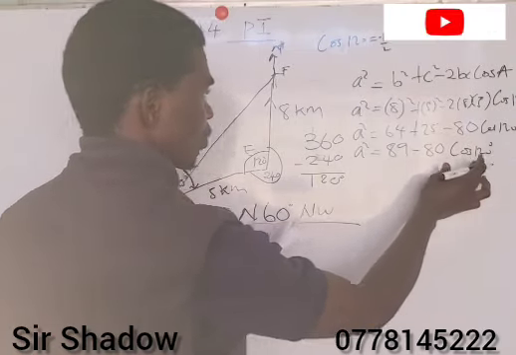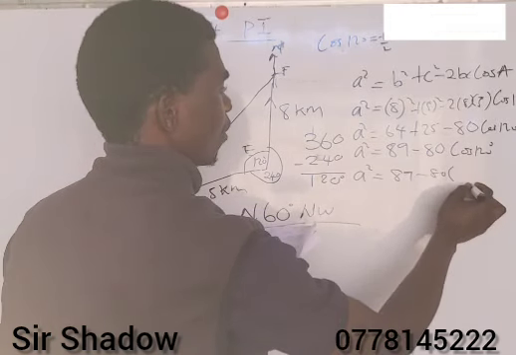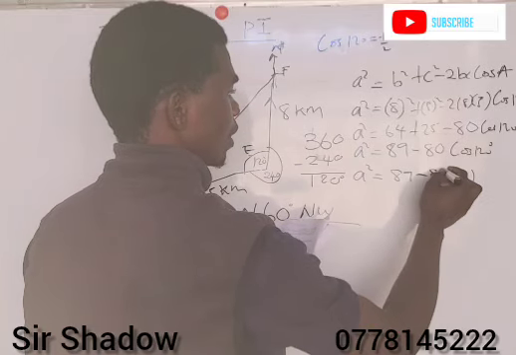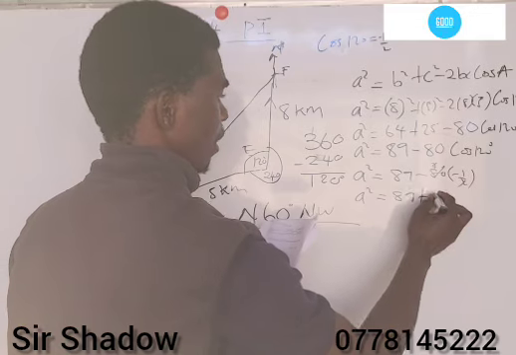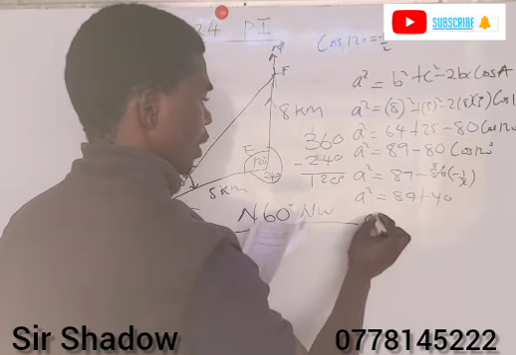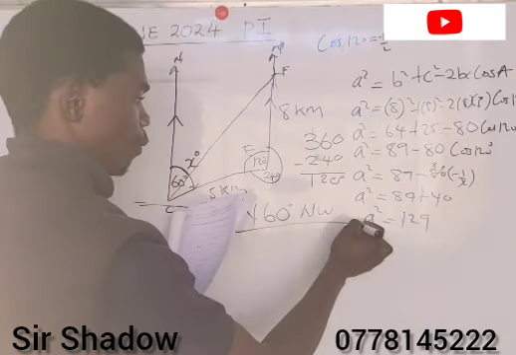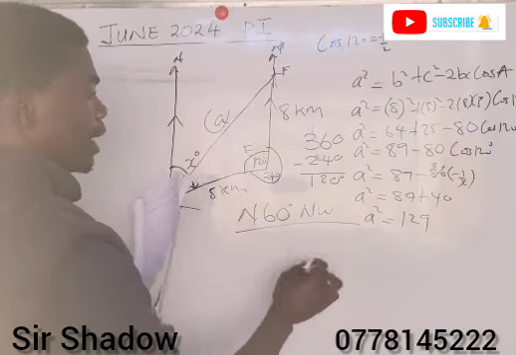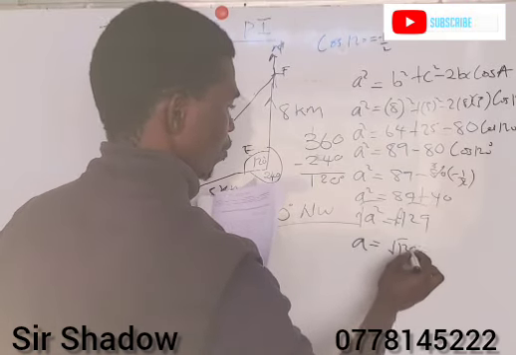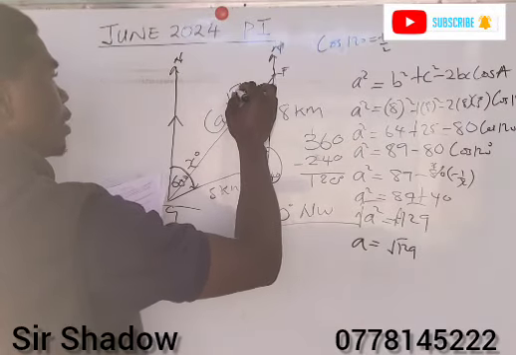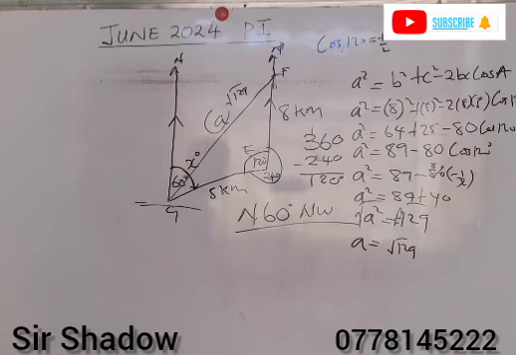So instead of writing cos 120, we are saying a squared is equal to 89 minus 80 multiplied by minus half. This one times this one is minus 40, so minus minus 40 becomes plus 40. So a squared is equal to 89 plus 40, which gives us 129. And we want to find the value of a, which is this length. Square root both sides. So a is equal to root 129, since we are asked to find the length, leaving our answer in surd form.